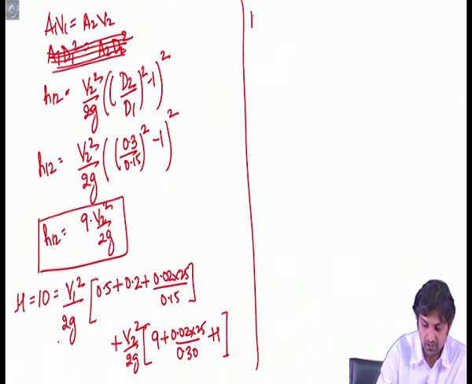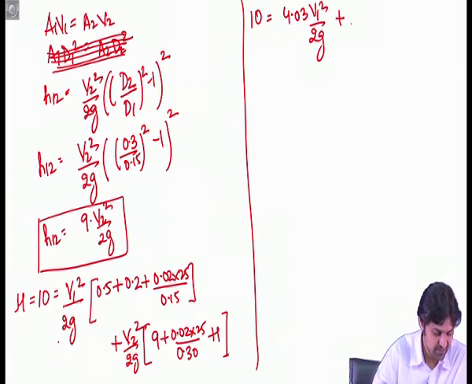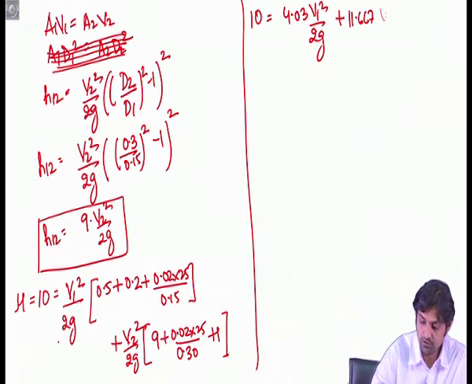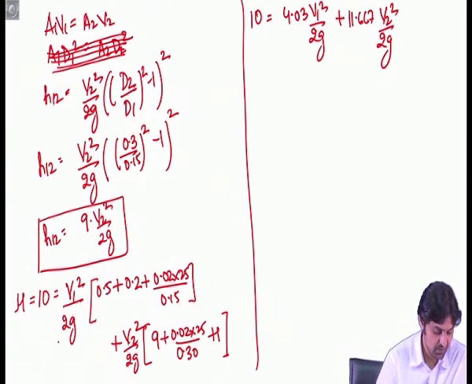So 10 is equal to 4.03 v1 square by 2g plus 11.667 into v2 square by 2g. All right, and we also know that v1 d1 square is equal to v2 d2 square.